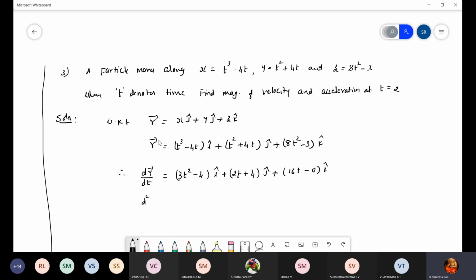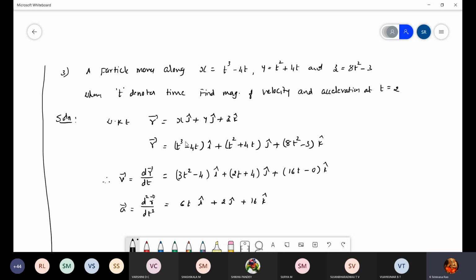One more time you differentiate. What is d square r by dt square? Therefore v equals dr by dt, a equals d square r by dt square. Differentiating again, the derivative of 3t square is 6t, the constant is 0, so 6t i cap, plus 2 j cap and 16 k cap. This is velocity and acceleration.